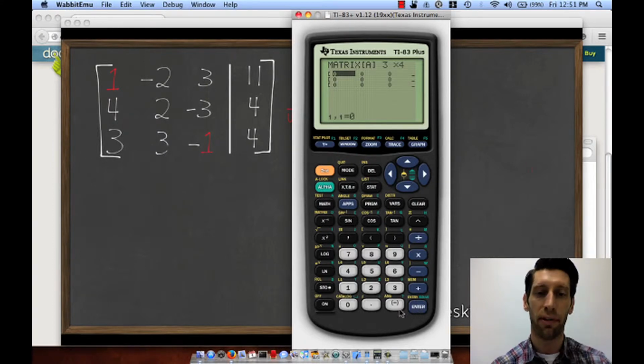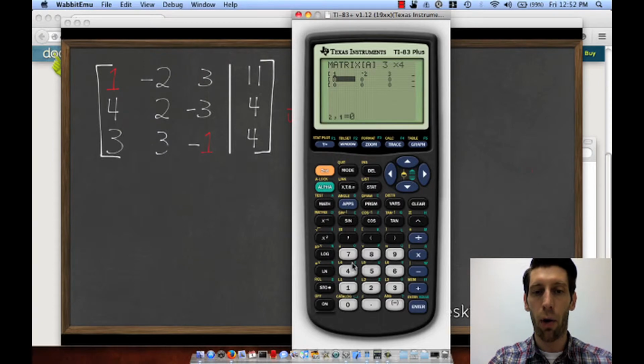Now if I hit enter, what my calculator is going to do is give me a place to put all of these numbers. So I'm just going to start entering these numbers in one at a time. In my first row, I get 1, -2, 3, and then 11. You'll notice here that the calculator doesn't put in that vertical line. There's no way to put that in with the TI-83s and the TI-84s, but again, mathematically, it's not going to make any difference at all.